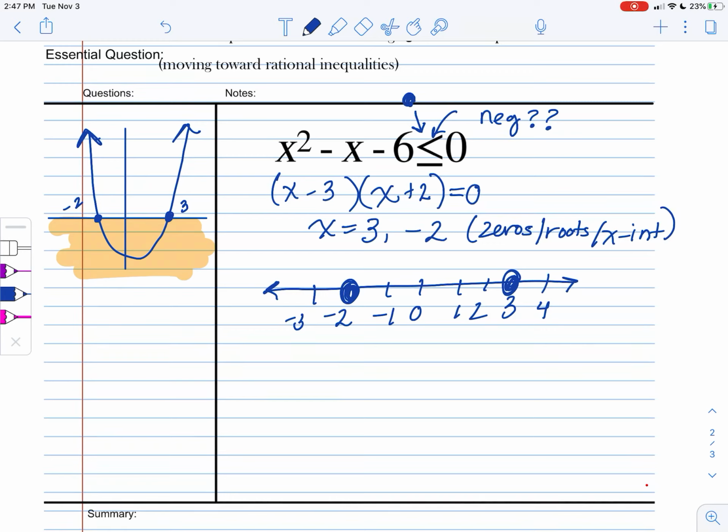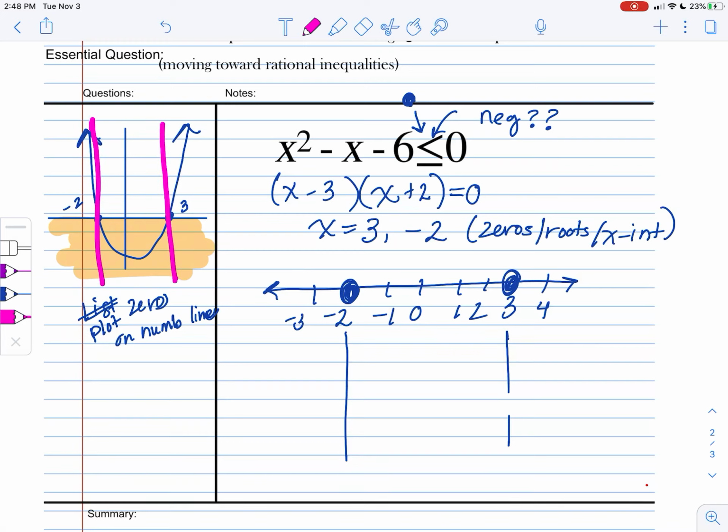Okay, so step 1 is to list, maybe I should say plot zeros on number line, okay? And then I'm going to break this into pieces. And what do I mean break it into pieces? Look at something that happens right here. And so these lines that I've just drawn mirror that. I'm trying to mirror what I've done here.